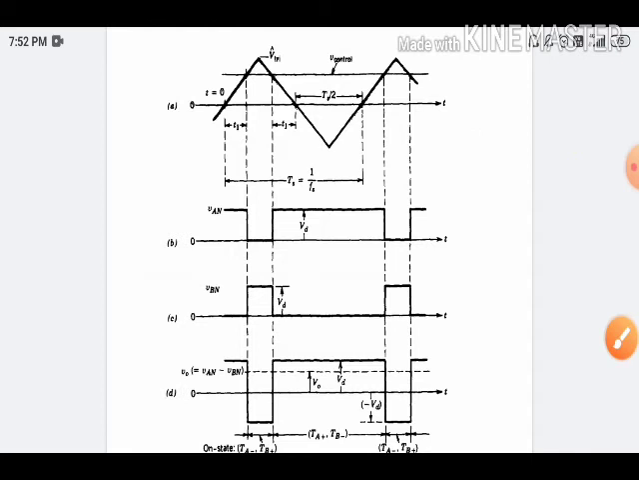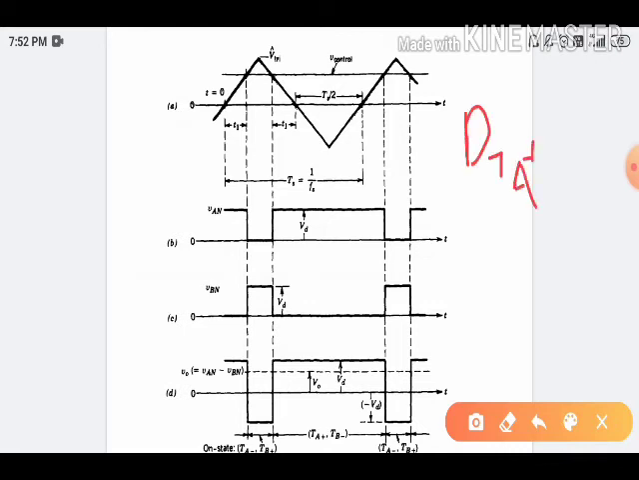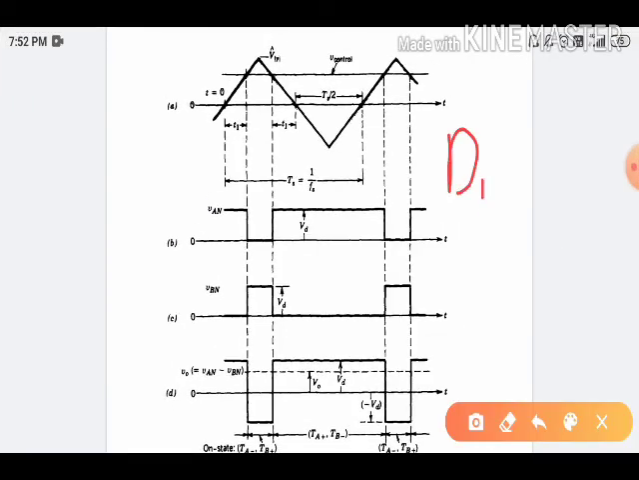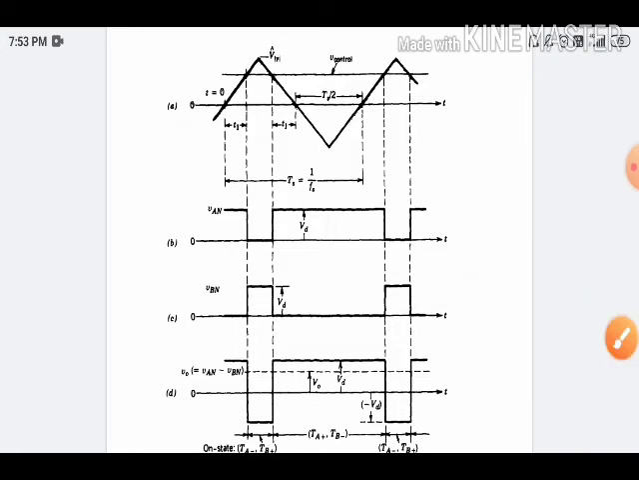In a similar way, Ton plus Toff is when TA negative is on. So the duty ratio of TA positive plus the duty ratio of TA negative is equal to 100% of the cycle. So the duty ratio of TA negative is 1 minus the duty ratio of TA positive. This is how to calculate the duty ratio of the switches.